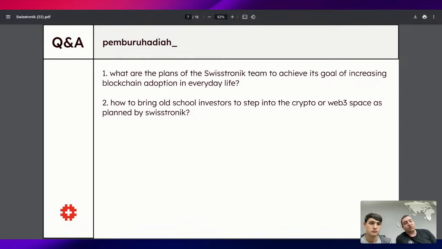However, to achieve our goals, we are scouting all the time for new clients, looking out for new solutions and for ways to make our product better and easier to use. How to bring old school investors to step into the crypto or Web3 space as planned by Swisstronic. That's all about the sales process and, of course, the product positioning. But I pretty much believe that I answered this in the first part of this question.